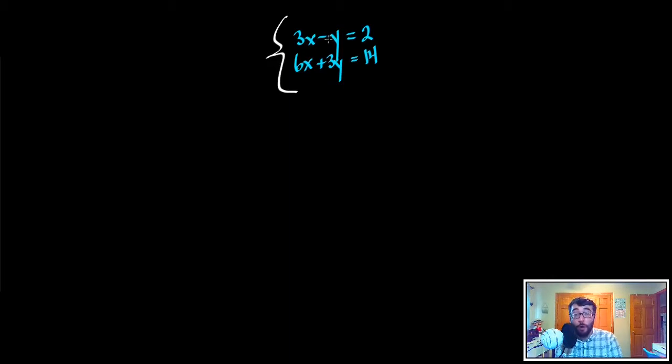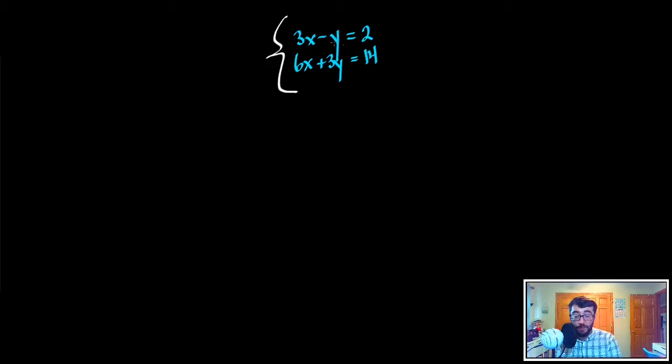If a variable is already solved for, or I can quickly solve for one and have no fractions in the equation, I'm always going to use substitution. So I'm going to go ahead and use substitution first. So if I'm going to be using substitution, I'm going to solve for this y, okay?